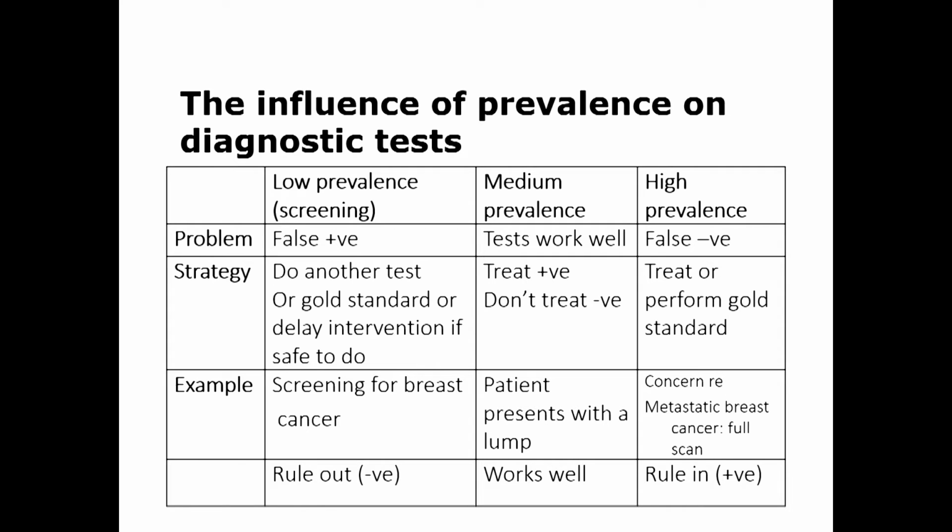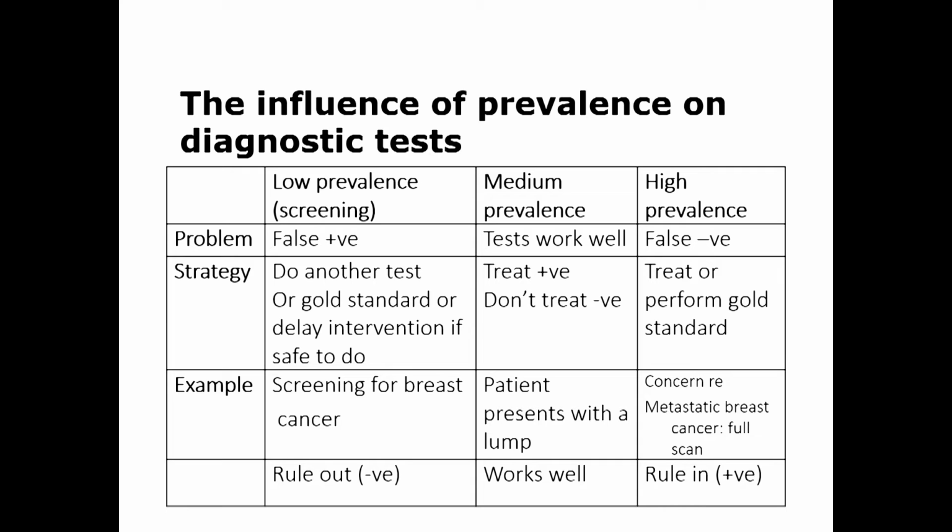So an example of a low prevalence setting is screening for breast cancer, where for every true cancer, there's 10 false positives. The second, medium prevalence situation would be where a patient presents with a lump, and so the clinicians would do a biopsy and treat the positives as if they were cancer, and the negatives would get sent home. And in the high prevalence setting, if a patient perhaps had breast cancer and maybe had metastatic disease, we would probably want to do some sort of scanning, bone scanning or MRI scanning.